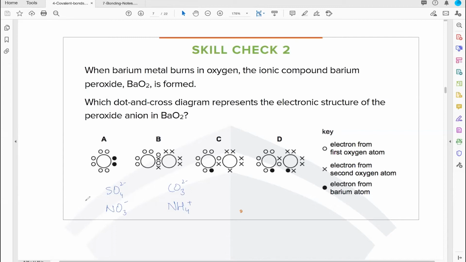All right. So remember that whenever you see non-metals joining together, they will form covalent bond, sharing of electrons. But they can react with other metals through ionic bond. So metal plus non-metal, ionic; non-metal plus non-metal, covalent.